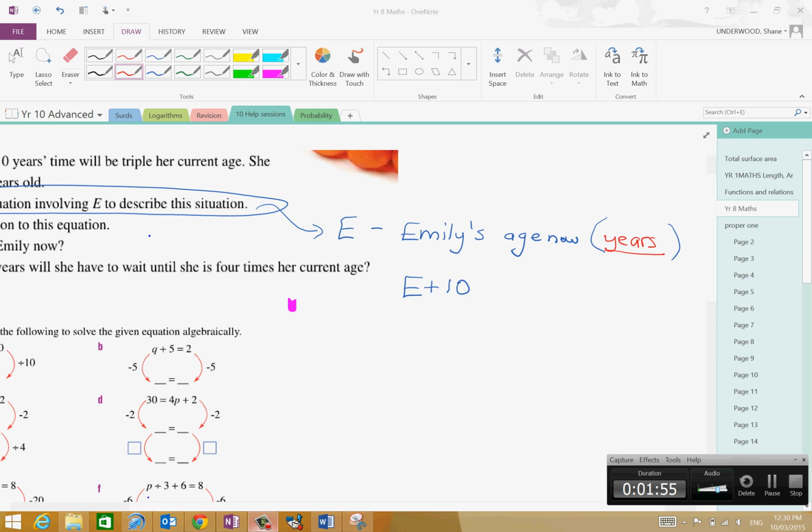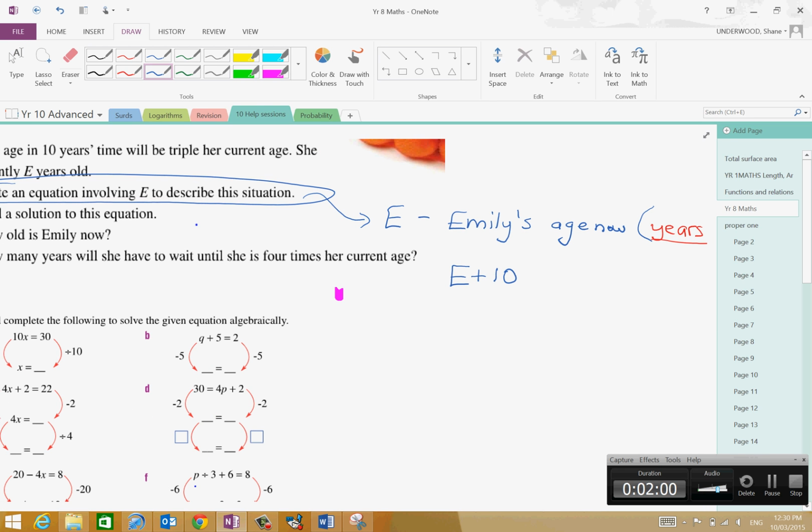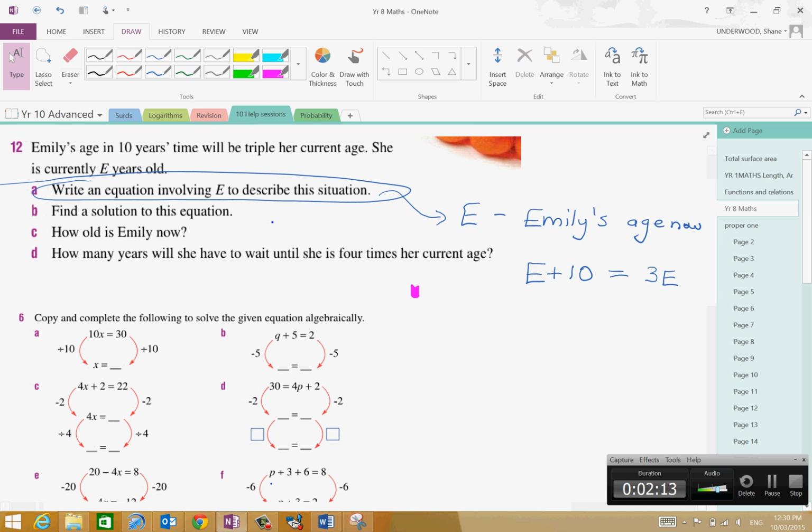Now, E plus 10, is this an equation? No, it's not, because it doesn't have an equal sign. E plus 10 is equal to triple her current age, is equal to 3E. Now, it says here, find a solution to this equation. In the past, you've been guessing and checking, but I'm going to show you the algebra. I've basically got two expressions on both sides which include E. Which one is greater? The one on the right, 3E.